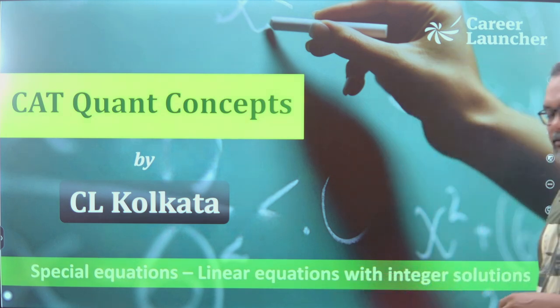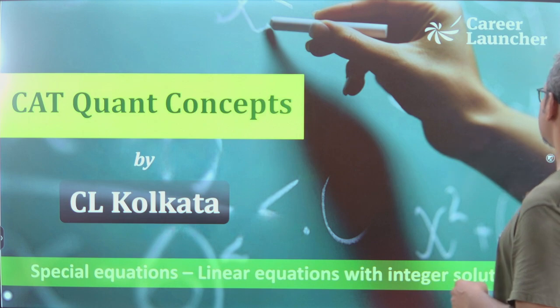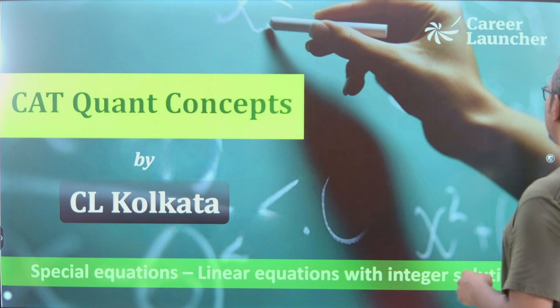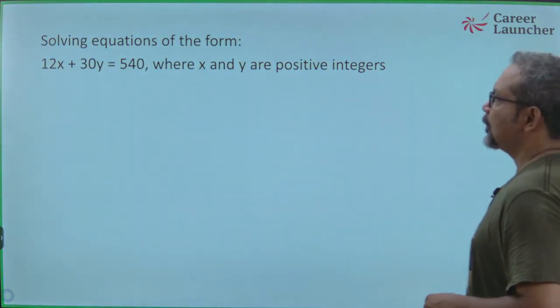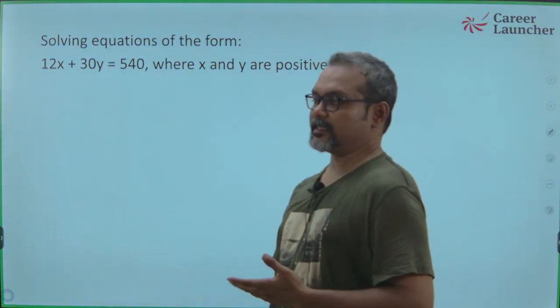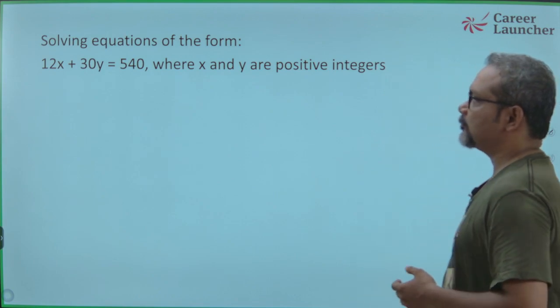So how do you solve linear equations with integer solutions having more than one variable? Okay, to take an example, this is best done with an example. So 12x plus 30y is 540.